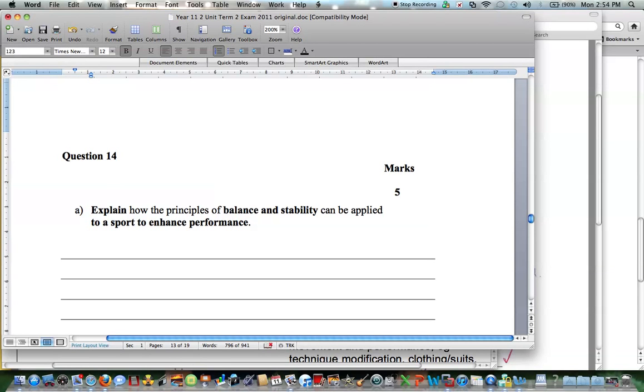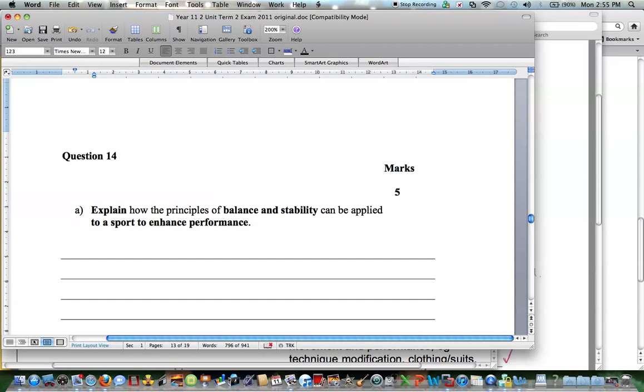Question 14a asks students to explain how the principles of balance and stability can be applied to a sport to enhance performance. This was worth 5 marks. Some areas here, the question that students need to be concentrating on, obviously looking at the key term, explain. Principles of balance and stability can be applied to a sport to enhance performance.